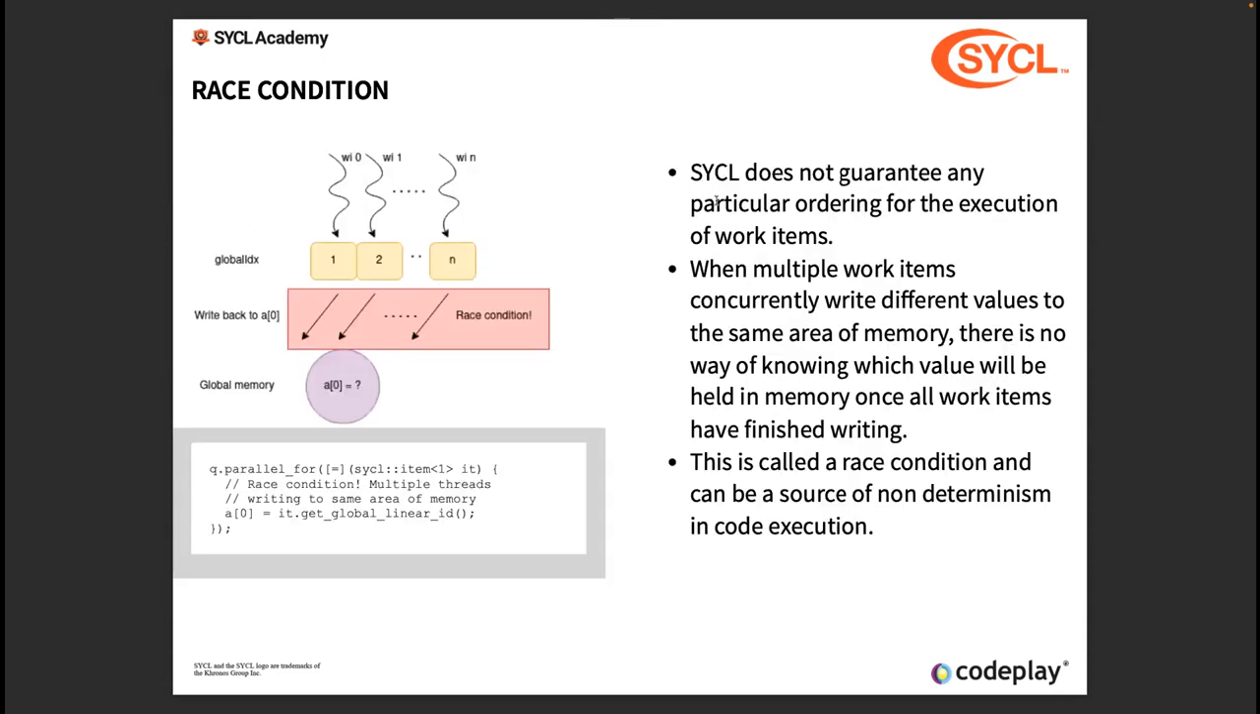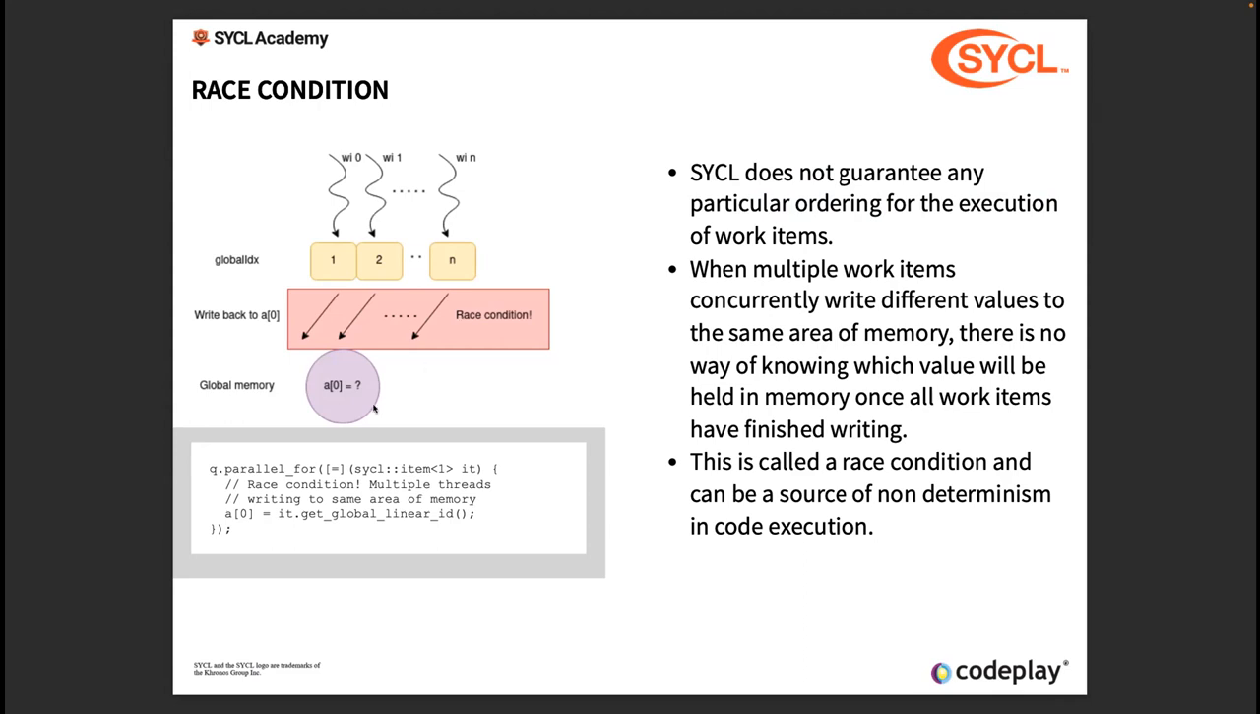Because in SQL, we don't have any ordering of the execution of work items, right? As we discussed before, if you want to understand more about the guarantees on the progress of work items inside a work group or between different work groups, I really recommend John's talk and the paper. But for now, we can just assume that we don't have any particular ordering between work items. Every work item can be scheduled at any time and can run in parallel. So we cannot assume anything about it.